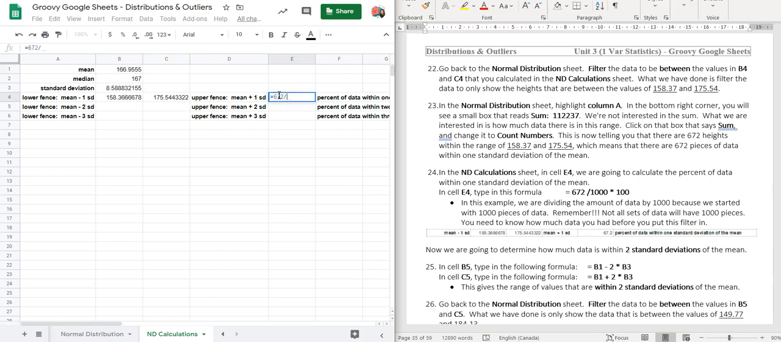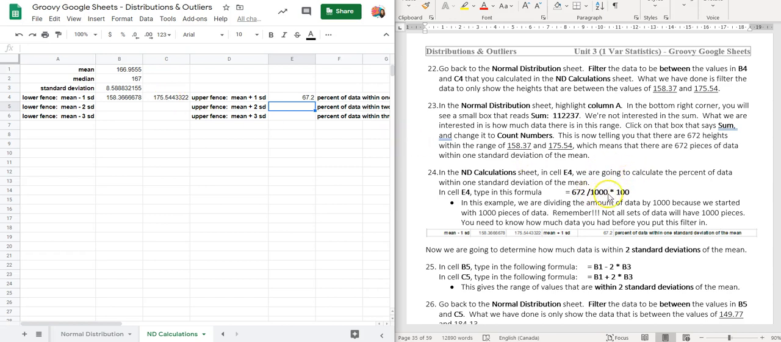So we found out that there was 672 out of 1,000 pieces of data, and then multiply by 100 to change it into a percent. So there is 67.2% of the data within one standard deviation of the mean.